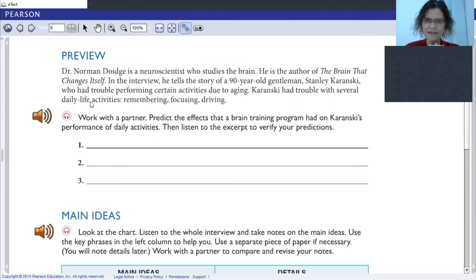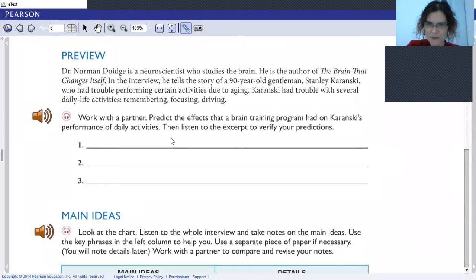So previewing is kind of an analyzing and figuring out before you actually know. Very important, gives your brain the chance to adapt, and in the moment when you're listening, you will be able to absorb far more. Now here they asked you about focusing on remembering, focusing, and driving. That's what they talked about.